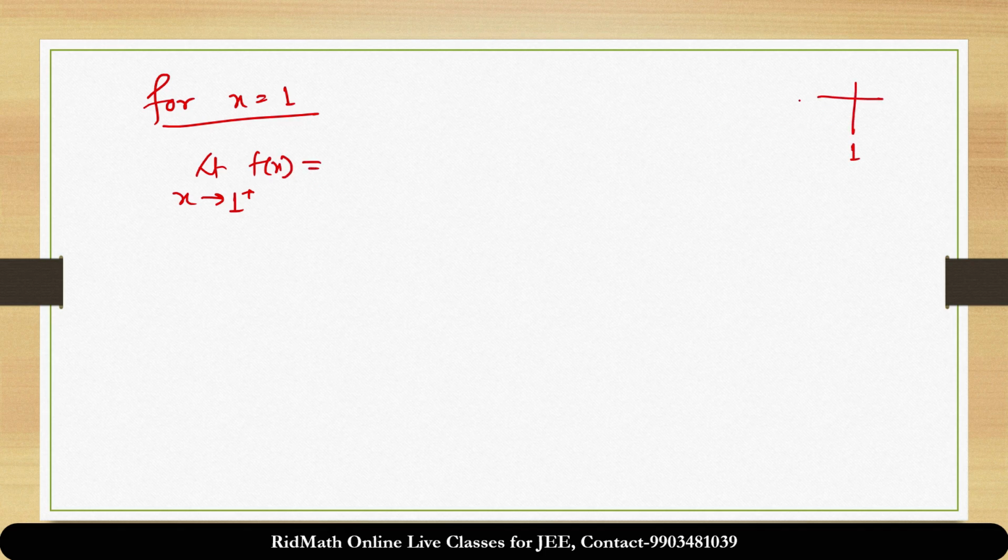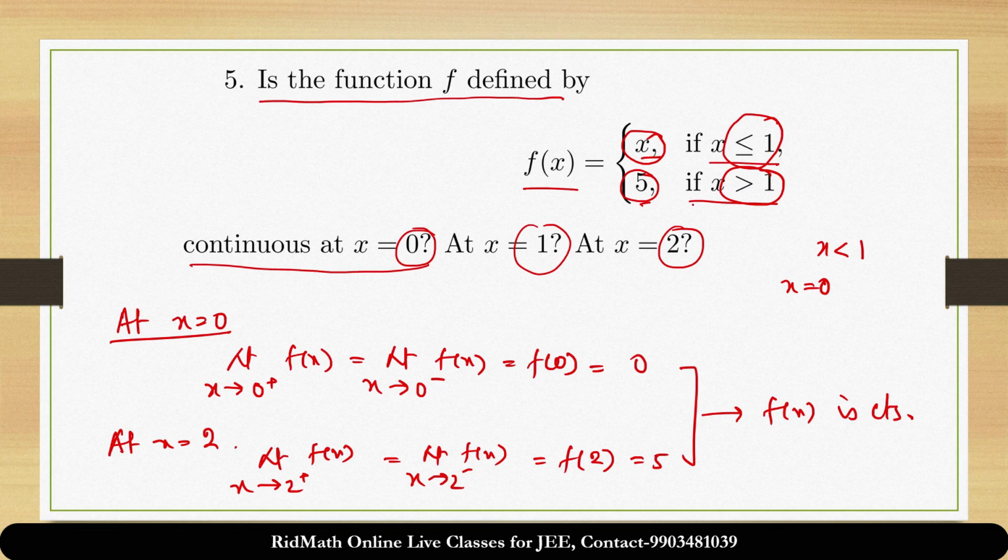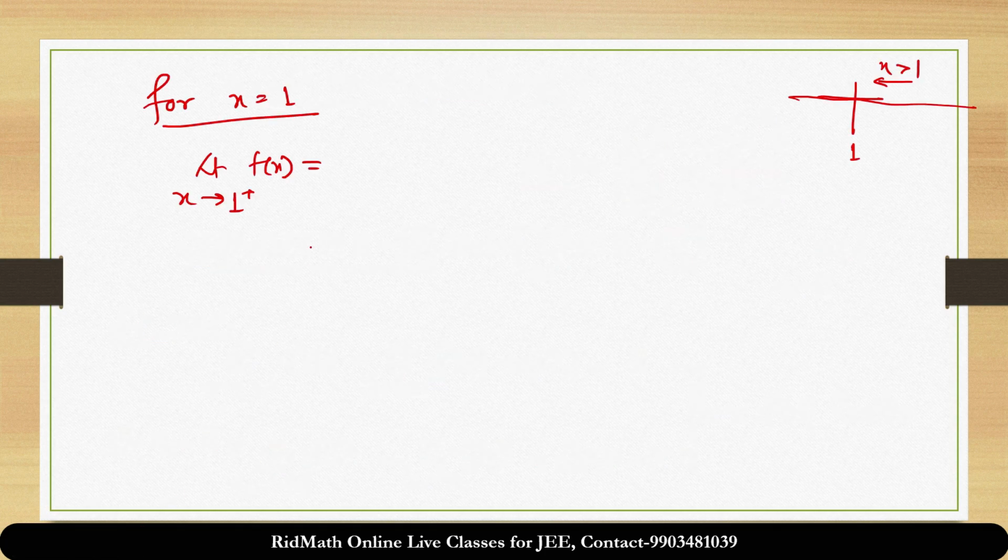But for x equal to 1, we have to check. Now limit as x tends to 1 plus of f(x). That means we are approaching 1 and x is greater than 1, that means from the right hand side. So we will use the definition for x greater than 1. This definition is 5. That means limit as x tends to 1 plus of f(x) is equal to limit as x tends to 1 of 5. So here x is absent, that means this limit will be 5.